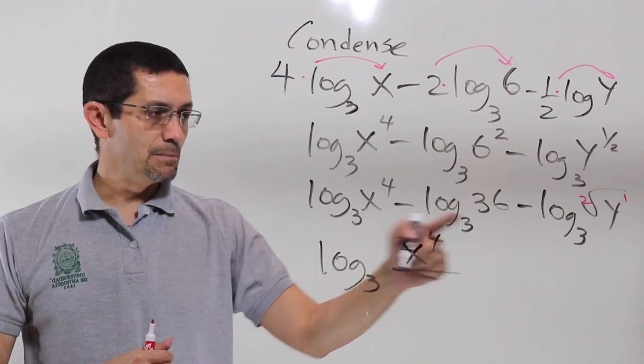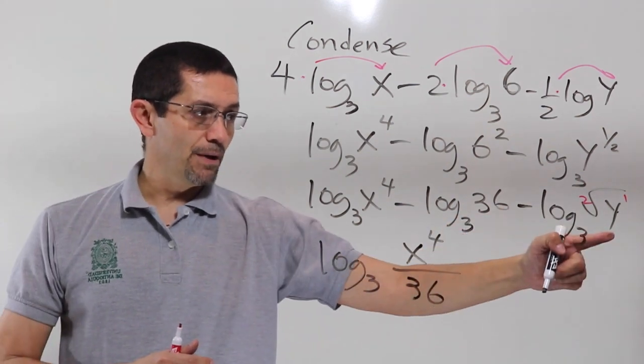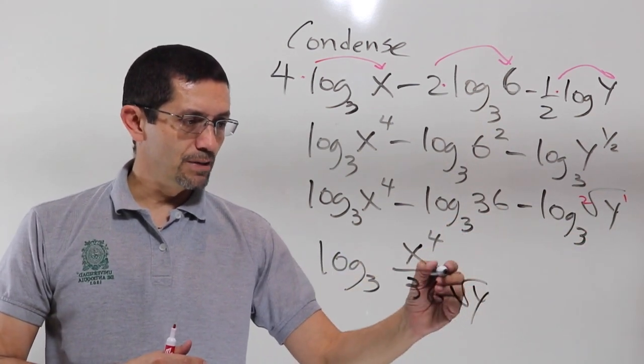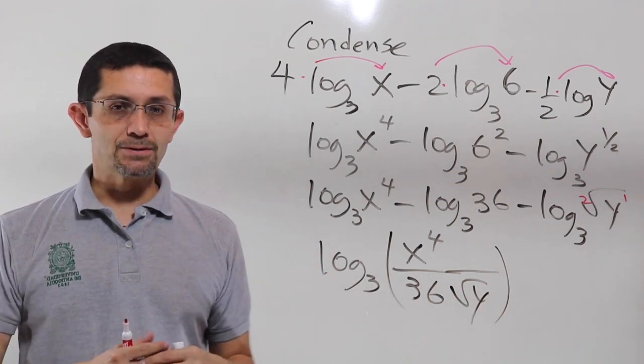Anything that has a minus, my argument goes to the denominator. Minus, my argument goes to the denominator. And then I just put parentheses there just to make sure. And that will be my answer.